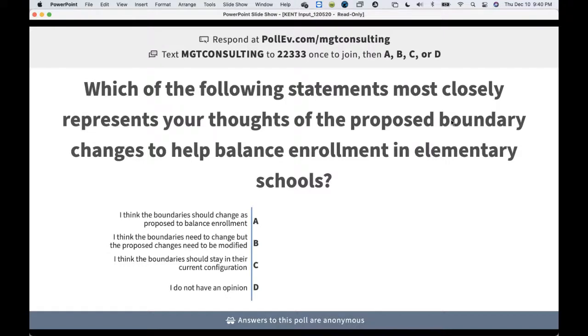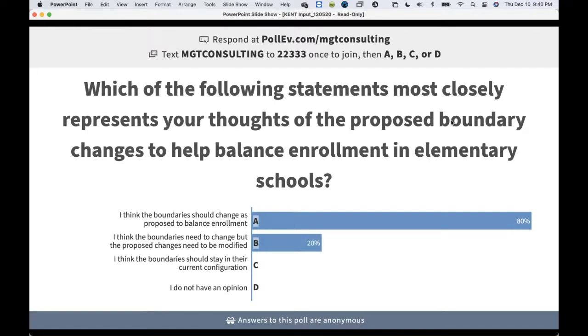Which of the following statements most closely represents your thoughts of the proposed boundary changes to help balance enrollment in elementary schools? Text A, if you think the boundaries should change as proposed to balance enrollment. Text B, if you think the boundaries need to change, but the proposed changes need to be modified. Text C, if you think the boundaries should stay in their current configuration. Or text D if you do not have an opinion.